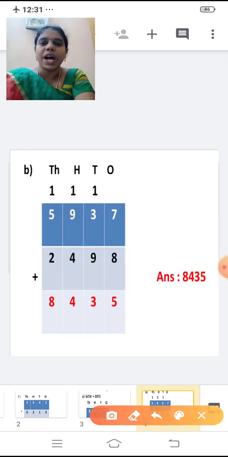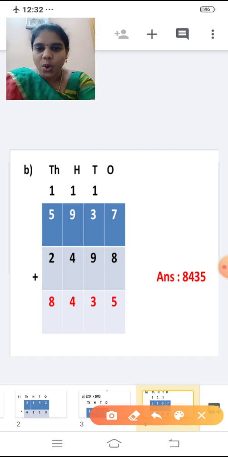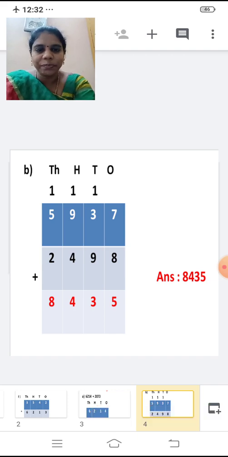Yes. Now, you are going to add 5,937 and 2,498. So, put that in the correct place. First, I am taking the first number 5,937. 7 in the ones place, 3 in the tens place, 9 in the hundreds place and 5 in the thousands place. Next, take the second number 2,498. 8 in the ones place, 9 in the tens place, 4 in the hundreds place and 2 in the thousands place. Now, shall we add now?